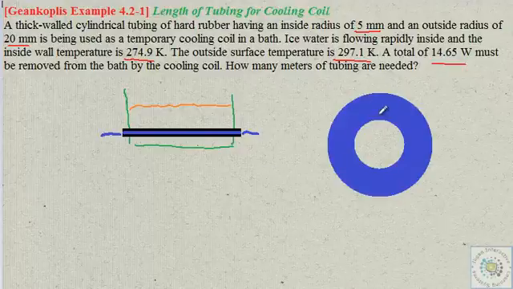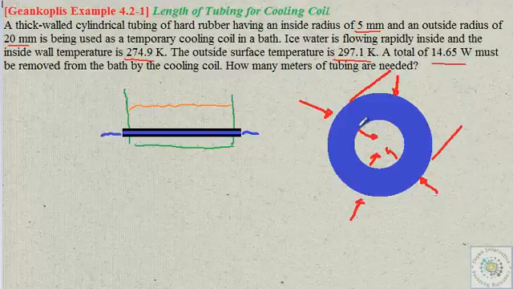Here we have a cross section of this. The heat will flow from the liquid here through this wall, and similarly through all of this surface, because this tubing will be immersed in that. So in almost all directions, heat will flow radially inward.